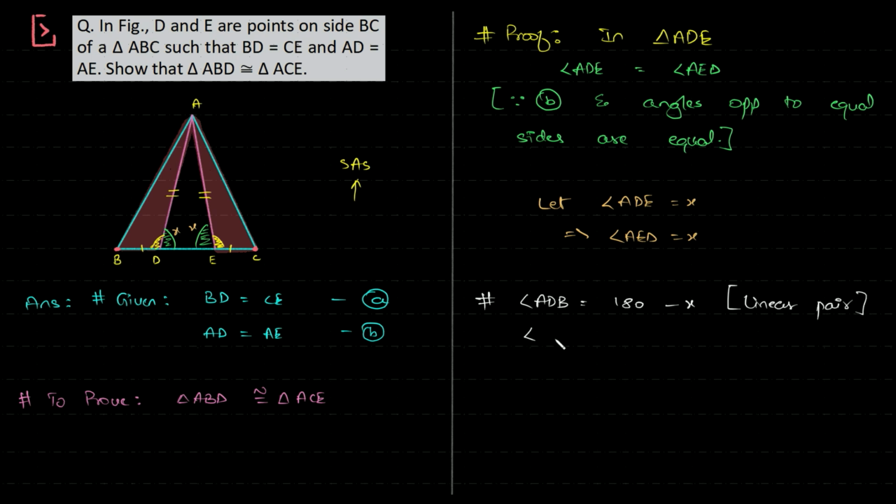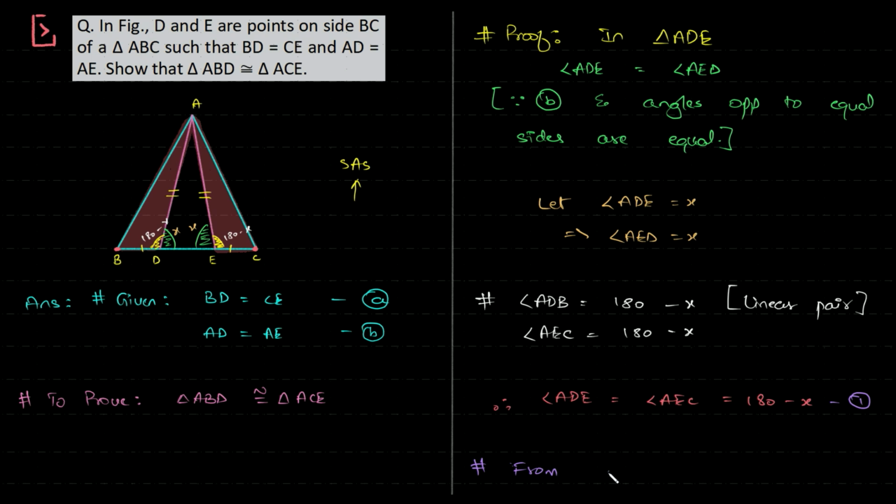Similarly, angle AEC will also be equal to 180 minus X. Agree? Since both are 180 minus X, from the above two equations, what can we conclude? Those two angles are equal. Therefore, angle ADB is equal to angle AEC, which are both equal to 180 minus X. And we can call this equation 1.